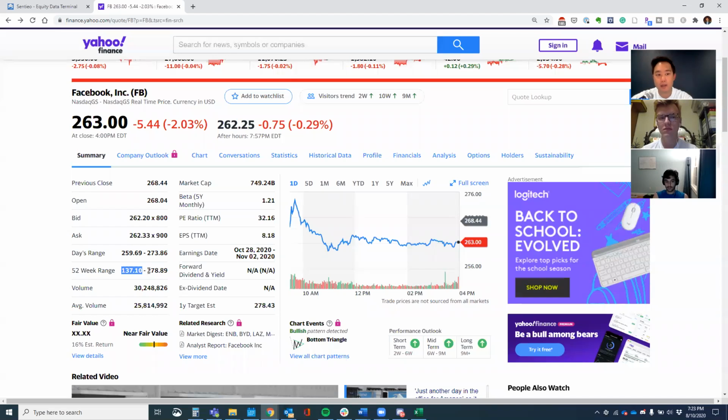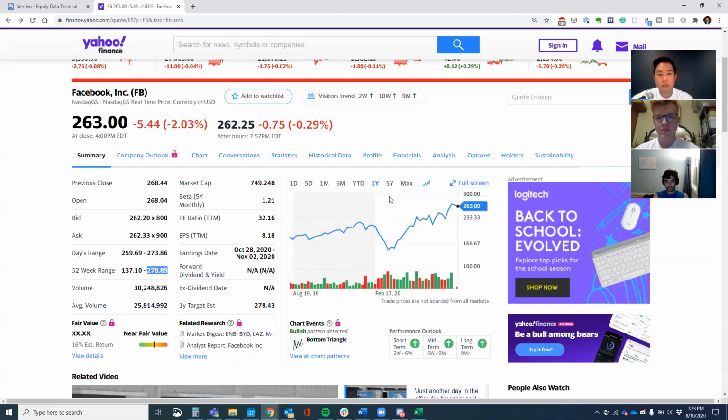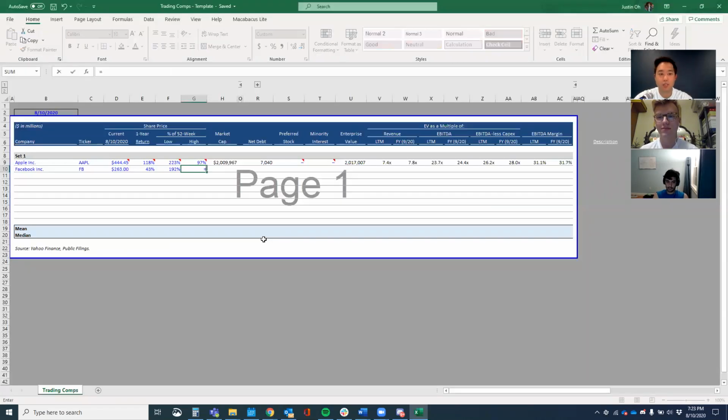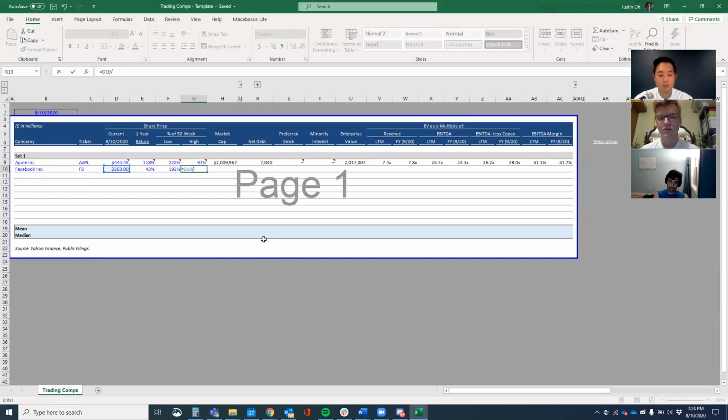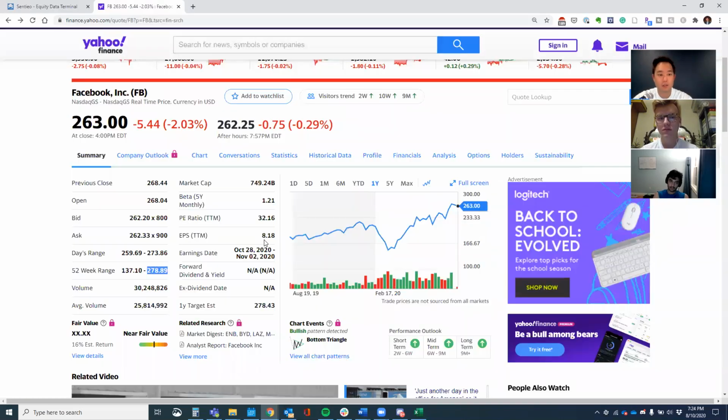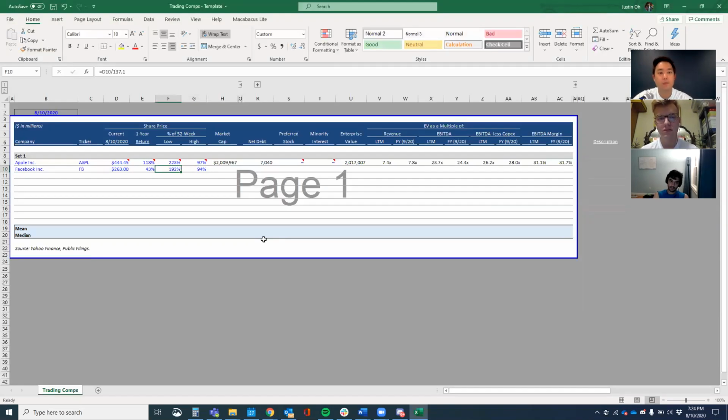Percent of 52-week high. It peaked out at 278.89, and we just saw that was actually yesterday. So we do the same calculation: equals current price divided by 278.89. That means it's trading near the top, near its high. I mean, that's pretty simple enough. Any questions? No?